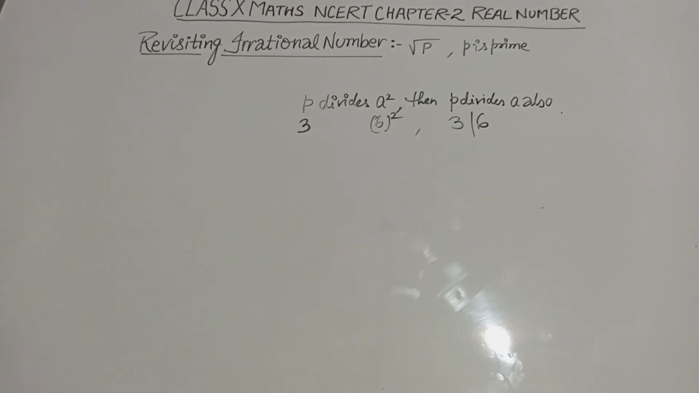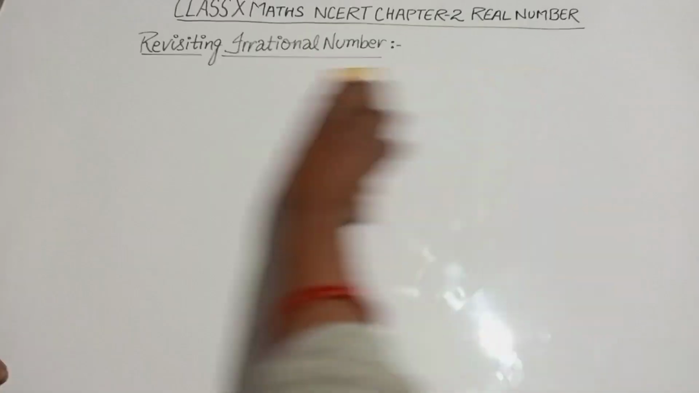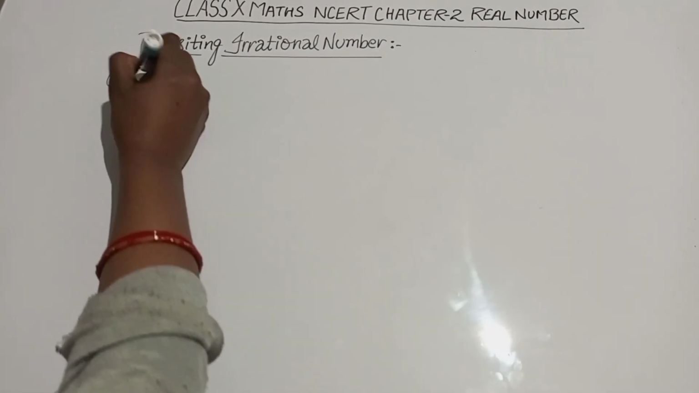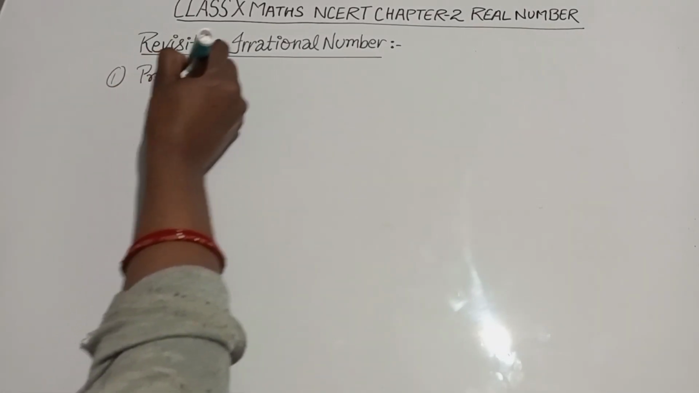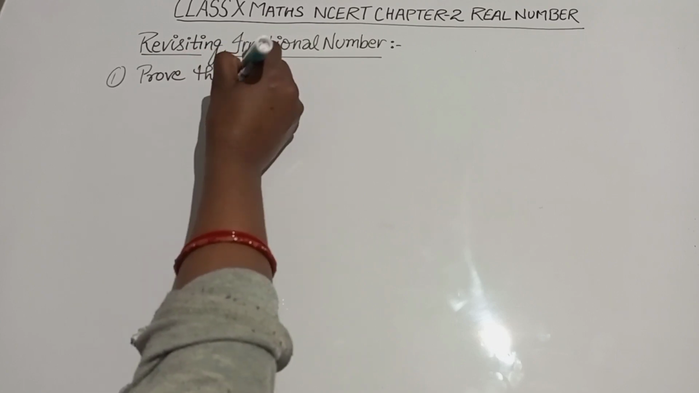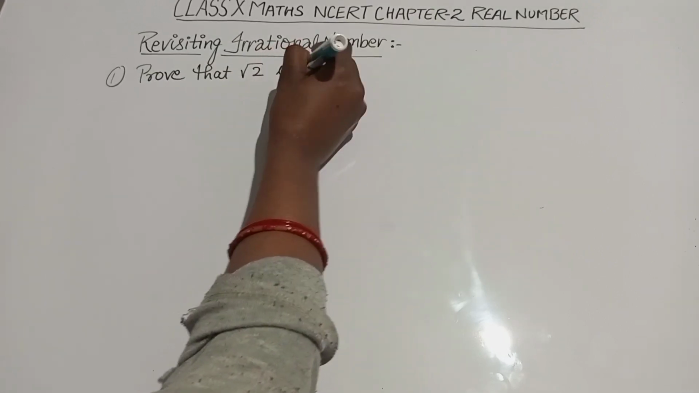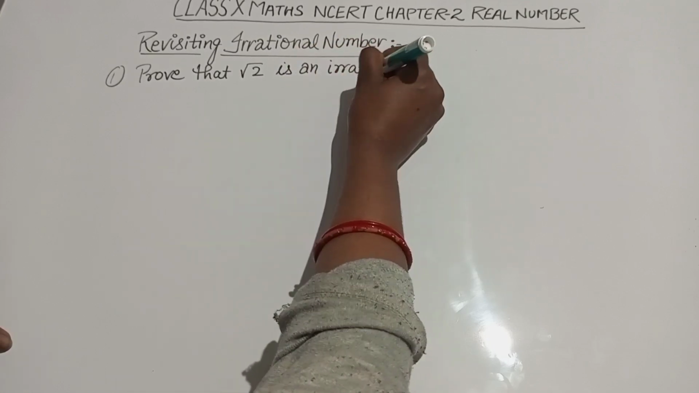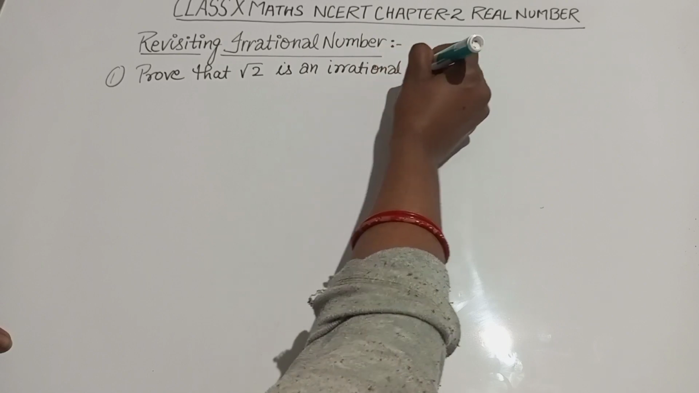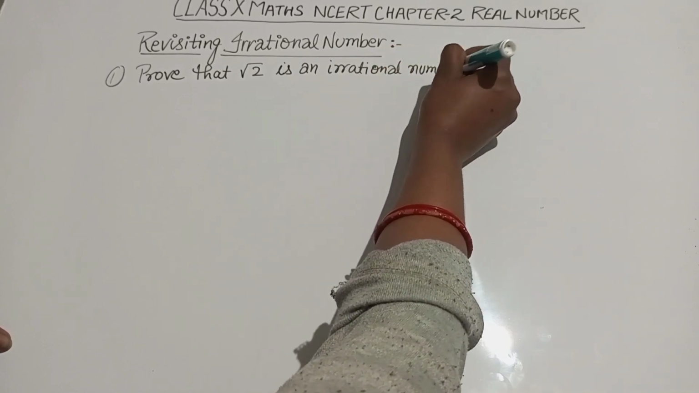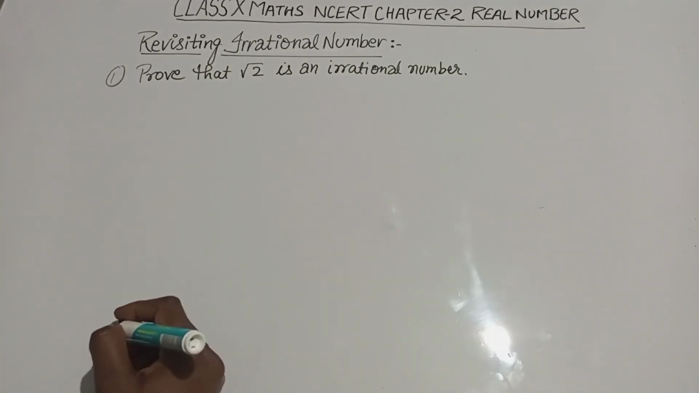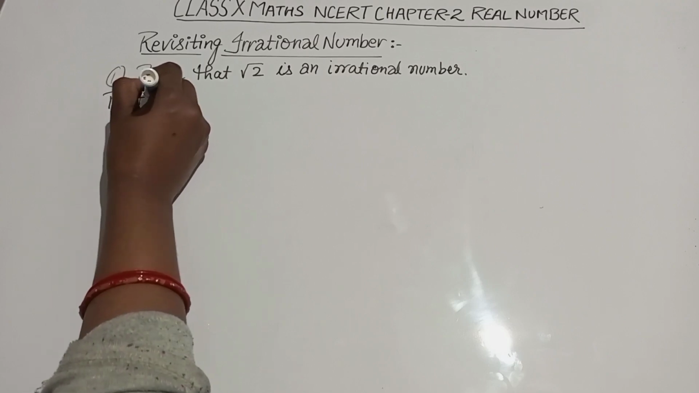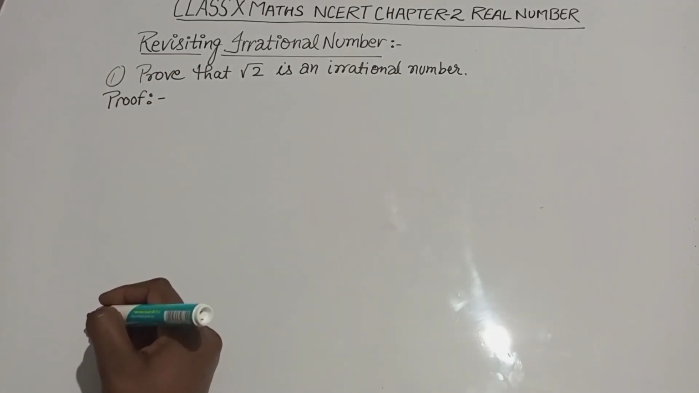So let us take an example, and now we are proving here. The first is: prove that root 2 is an irrational number. Okay, so now the proof that root 2 is an irrational number.